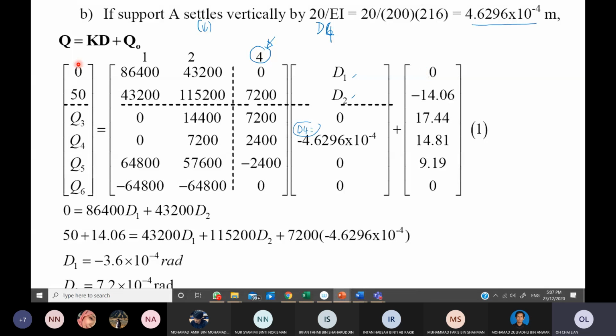The equation number 2 will be 50 equal to 43200 multiply D1 plus 115200 multiply D2 plus 7200 multiply D4, and then minus 14.06, equation number 2. So you solve these two simultaneous equations for the new D1 and D2. This D1 and D2 can help us to determine the member force at BC.